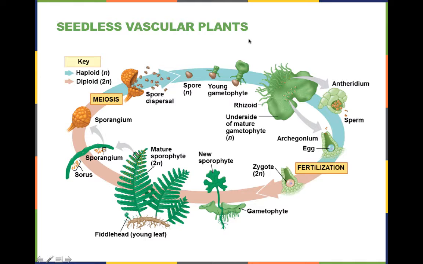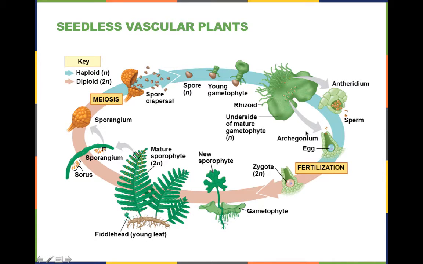Now this is an example of a fern. A fern is a vascular plant but does not produce seeds, and it also goes through alternation of generation. And you can see here is a sporophyte form here. It produces spores in a little area right here called the sporangium. These spores then are released. The spores have haploid number of chromosomes. They produce a young gametophyte, which is shown right here.